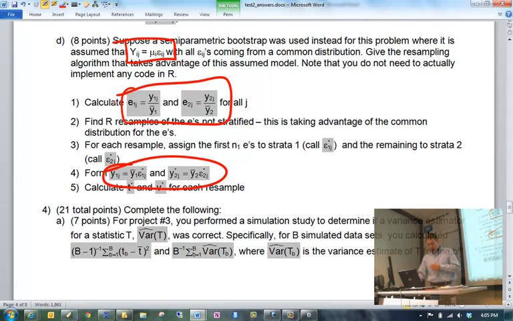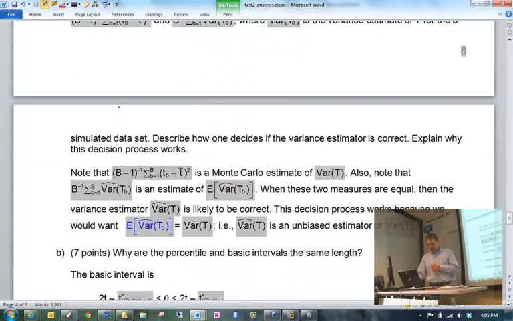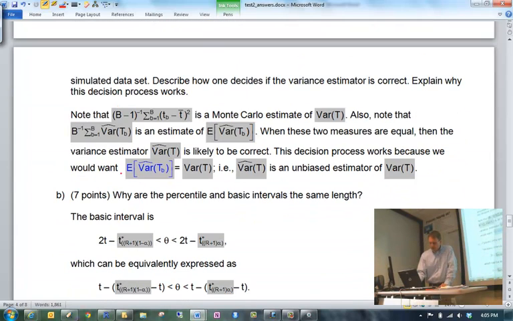There is a typo on 4B in terms of the answer key. For some reason, this equation was left off. So you might want to make that adjustment. That will make it make more sense. But this was just something that we talked about in class regarding why we were doing what we were doing for project number 3.